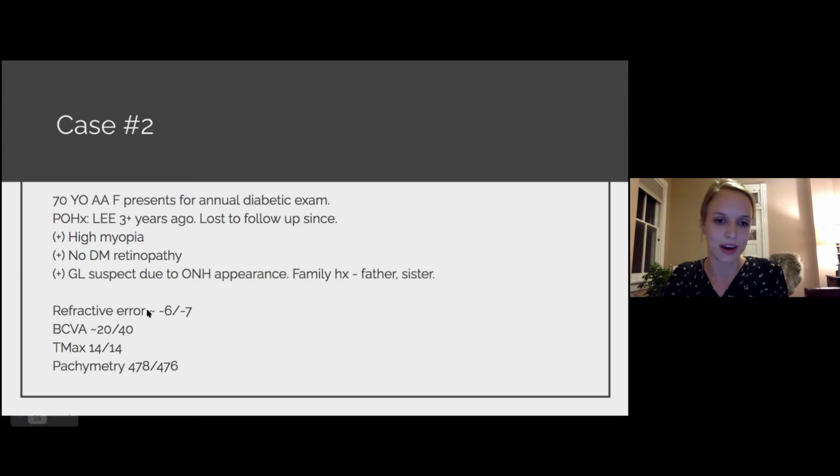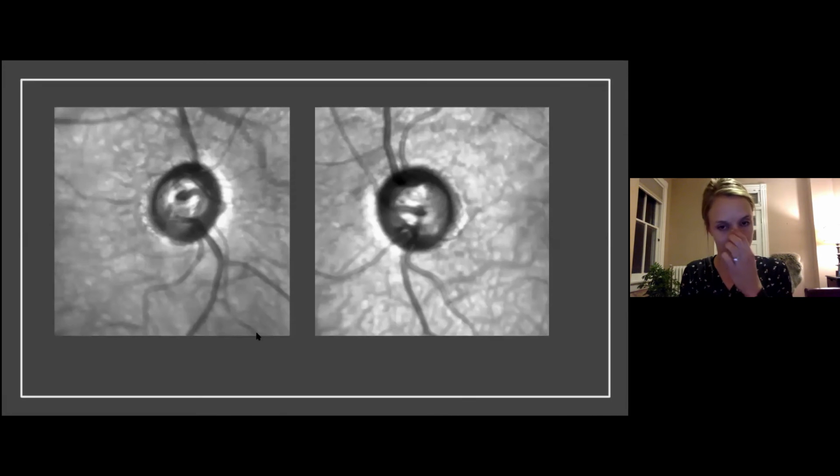She had a refractive error of -6 in the right, -7 in the left. Best corrected vision 20/40 with some age-related cataracts. Tmax of 14 in each eye with a thin pachymetry of 478 and 476. So we look at the optic nerve. Right eye, I was concerned about the inferior rim there, that little dip that looked like a notch. Left, a little bit better of an appearance with a round cup and a pretty robust rim superiorly and inferiorly.